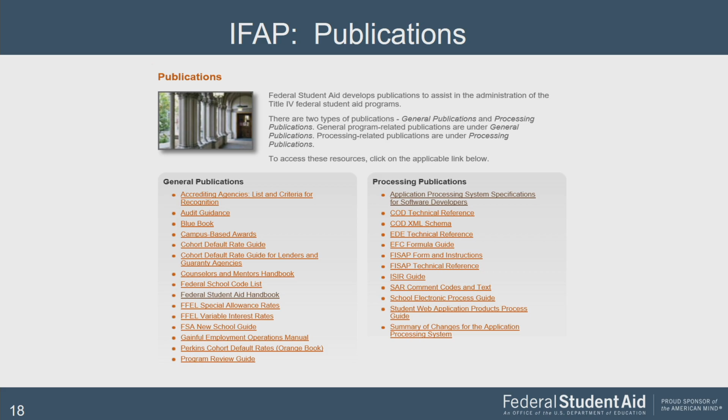Another one that I wanted to point out is the very last one under processing publications, summary of changes. That's a guide you need to be looking for every year. We do enhancements and changes on FAFSA on the Web and FAA Access, COD, all of those systems every year in order for you to be able to quickly assess what are the new things so that you can train your staff for the next award year. That summary of changes guide is a really important tool.